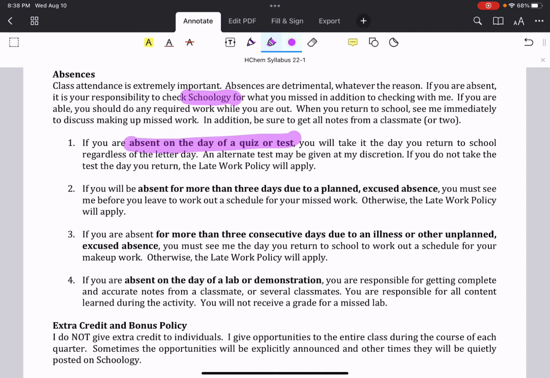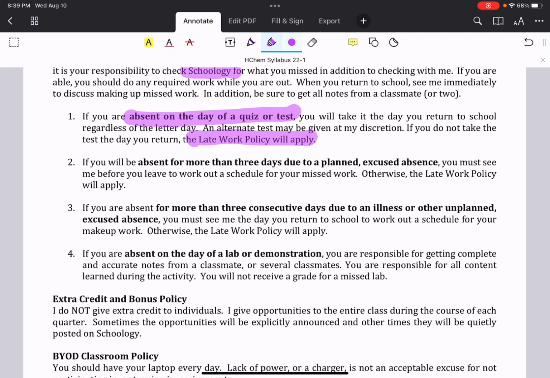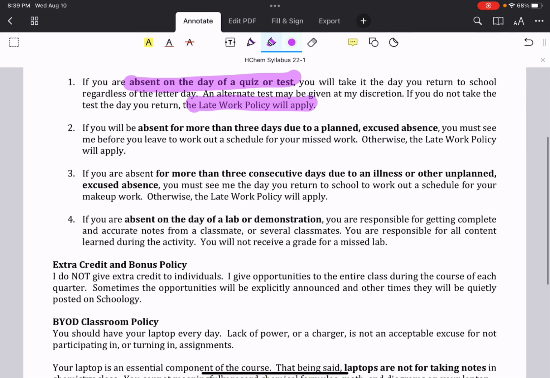If you are absent on the day of a quiz or a test, you'll take it the day you return to school, regardless of the letter day, okay? If you don't, the late work policy will apply, okay? And again, like I said, if you miss a whole week of school and there happened to be a quiz or a test during that week, that's different, right? This is mostly to prevent, again, this probably doesn't apply to you, but I'm sure you know of somebody who happens to be absent on a lot of days where there are tests and quizzes, right? And so point number one is designed to help prevent that. Okay.